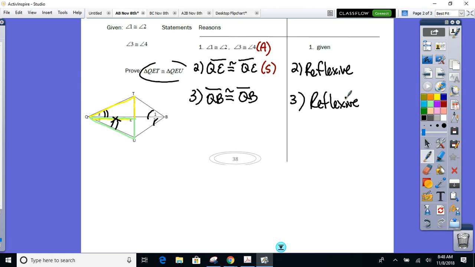Because 1 was congruent to 2 and 3 was congruent to 4, and you proved the side in between, I can now say that triangle QTB is congruent to triangle, I want to make sure my letters are right, QUB. Yep, by what method? Angle, side, angle, because that reflexive side is in the middle. Nice job.